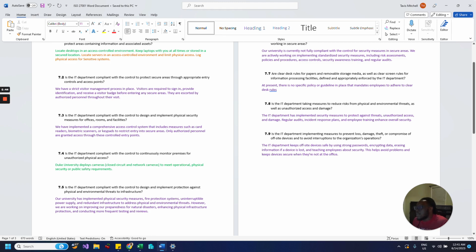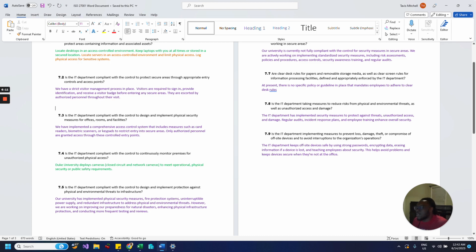Is the IT department compliant with the controls to design and implement physical security measures for offices, rooms, and facilities? All right. The head of the IT department said, we have implemented a comprehensive access control system that includes measures such as card readers, biometric scanners, or keypads to restrict entry into secure areas. Only authorized personnel are granted access through these control entry points.